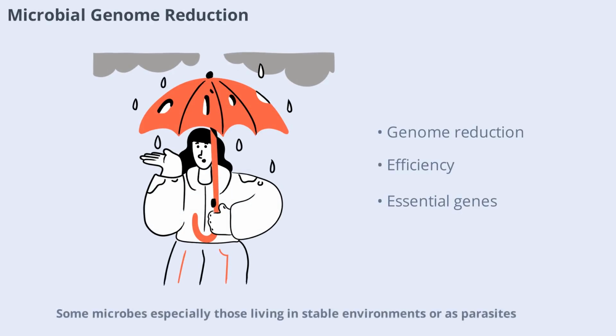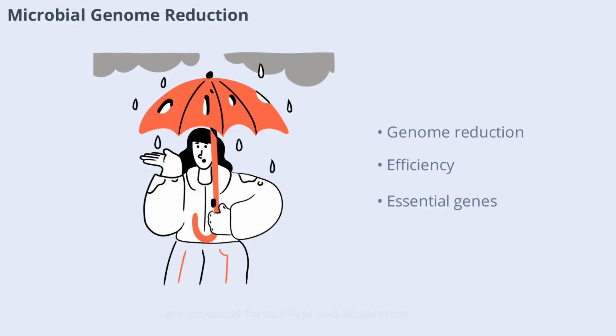Some microbes, especially those living in stable environments or as parasites, undergo genome reduction. This means they lose unnecessary genes over time, streamlining their genetic code for efficiency. Genome reduction can reveal which genes are essential for survival and adaptation.